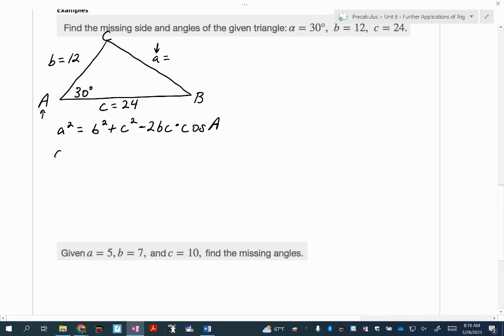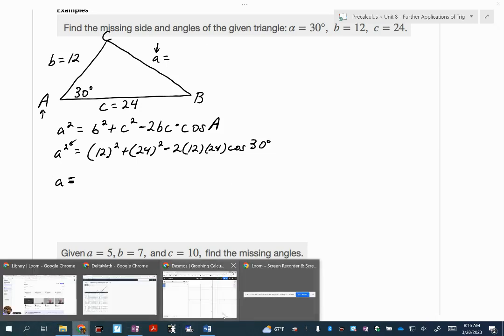All right, so let's plug in what we know. So I have 12 squared plus 24 squared minus 2 times 12 times 24 times the cosine of 30 degrees. All right, now when I go to the calculator to find this, you'll notice that it says A squared. I don't actually want A to be squared, I want just A. So I'll be typing all this in, but with the square root around it.